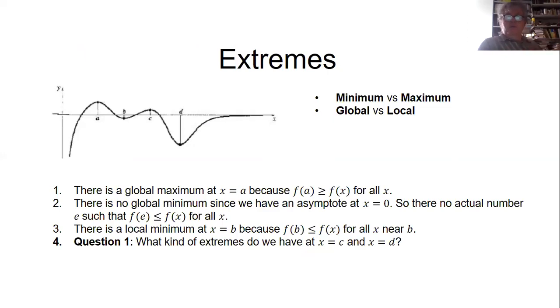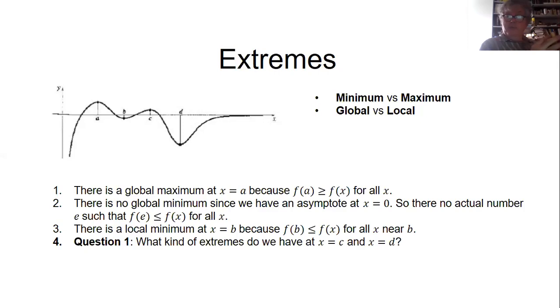As I said, we're interested in looking at extreme values. So here is some vocab for us. We're interested in the distinction between minimum and maximum, and the distinction between global and local. I think examples are the easiest way to show this. If you look at x equals a, there's a nice hill there, and we have a global maximum at x equals a, because f of a is greater than or equal to f of x for all x. The greater than tells us it's a maximum, and for all x tells us it's global.